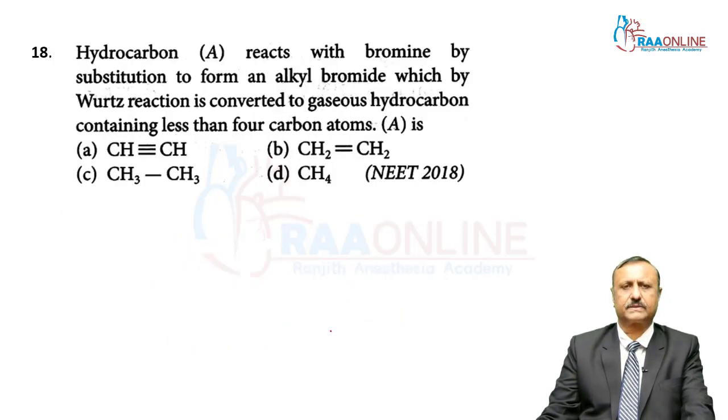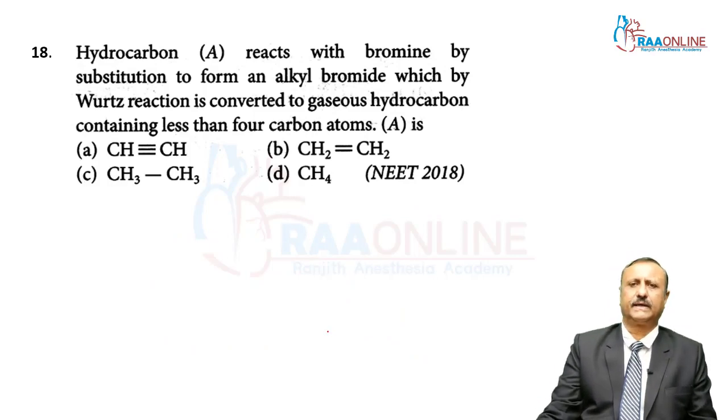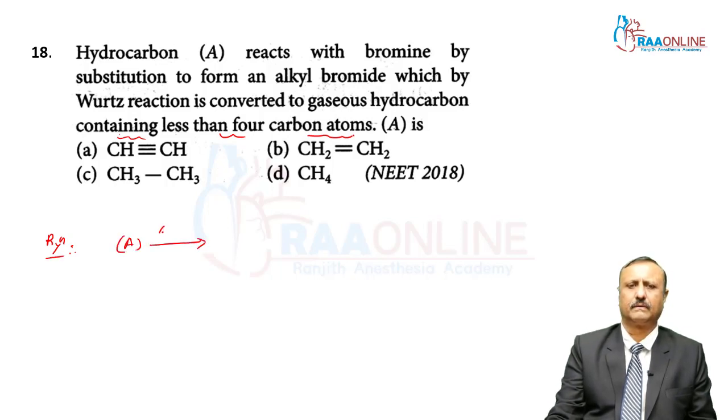Now my dear students, we can discuss question number 18. Here we can see: hydrocarbon A reacts with bromine by substitution to form an alkyl bromide, which by Wood's reaction is converted to a gaseous hydrocarbon containing less than 4 carbon atoms. A is. My dear students, here the question is that this product contains less than 4 carbon atoms, and the reaction is that when hydrocarbon A reacts with bromine, Br2, it forms an alkyl bromide.